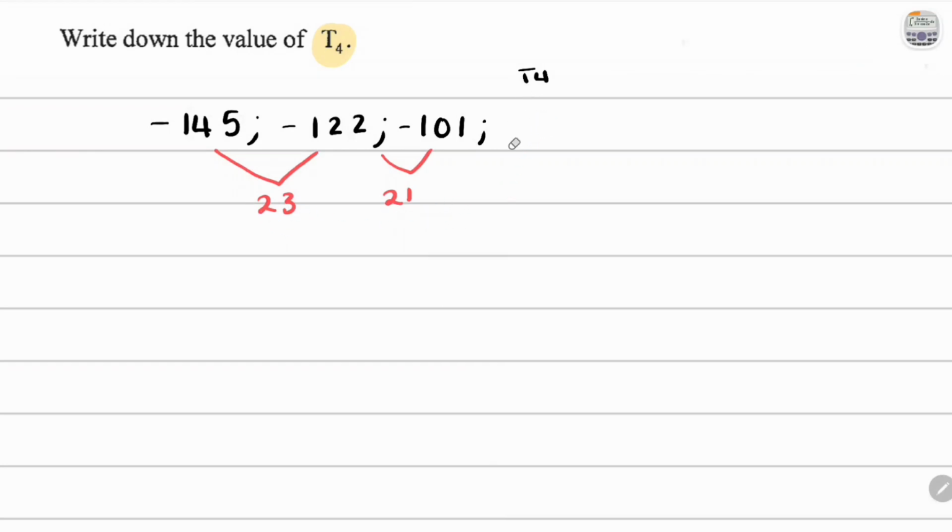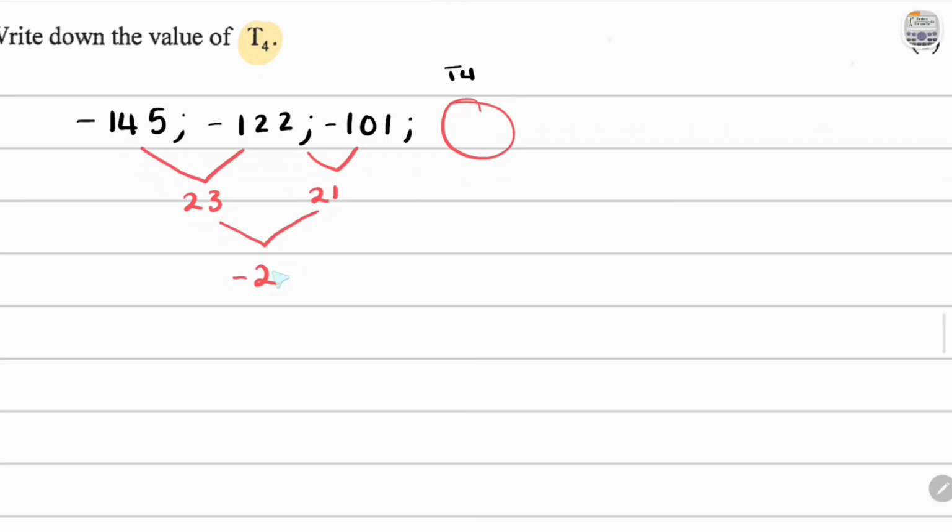Then, in order to get to term 4, we need the second constant difference. We find that by saying the next term in the first difference minus the previous term in the first difference as well. 21 minus 23 would give us negative 2. What we know about this is that the second difference is constant.